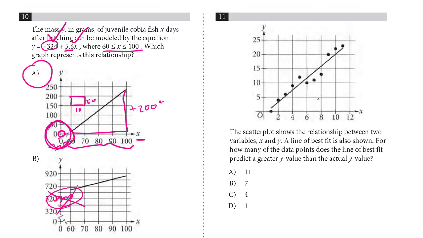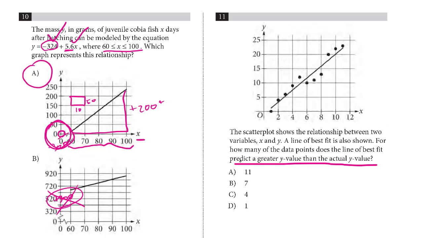Number 11, again, we have a linear function. Looks like we have a line of best fit surrounded by the actual data points. So we've got the scatter plot, line of best fit shown. What do they want to know? How many of the data points does the line of best fit predict a greater y value than the actual y value? So be careful of the language of this.